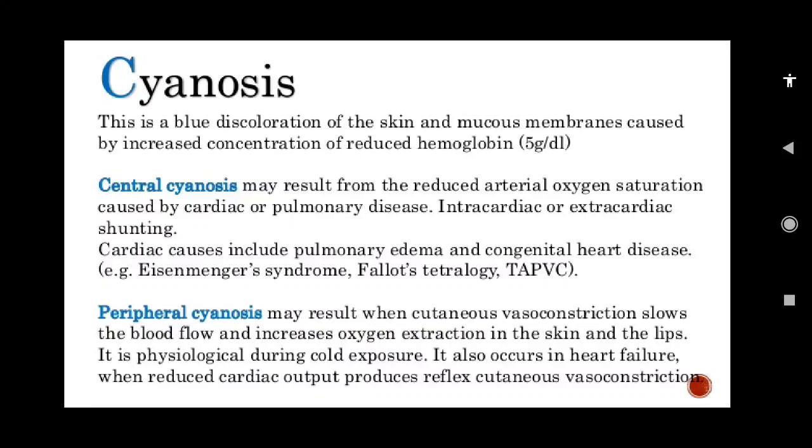And peripheral cyanosis may result when cutaneous vasoconstriction slows the blood flow and increases oxygen extraction in the skin and the lips. It is physiologic during cold exposure. It also occurs in heart failure when reduced cardiac output produces reflex cutaneous vasoconstriction. So peripheral cyanosis is the result of cutaneous vasoconstriction, which slows down the blood flow and increases oxygen extraction from the skin, and that's why the skin becomes bluish colored.